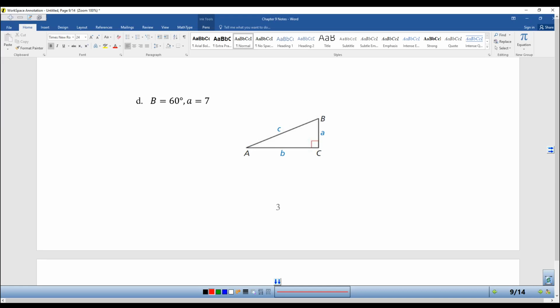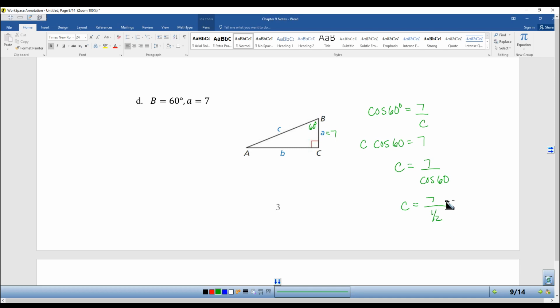For D, I'm going to label B as 60 degrees and A as 7. So A is the adjacent side, so cosine of 60 degrees is going to be adjacent over hypotenuse. So I get C times cosine of 60 degrees is equal to 7. C is equal to 7 over cosine of 60. Now 60 is on our list, so you do have to fill it in as 1/2.